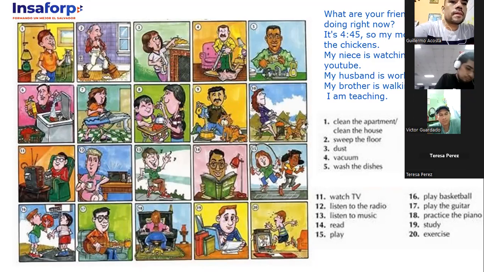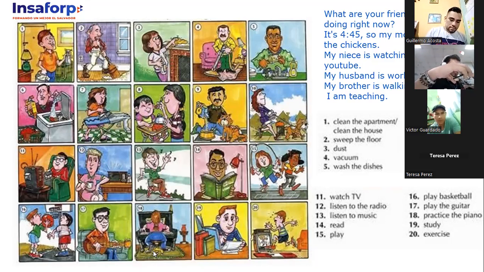Ah, Victor, sería Victor. It's 4:54 and my sis and my daughter is cleaning the room. Ahorita le pongo la asistencia. Rafa, no le he puesto. Okay, good.